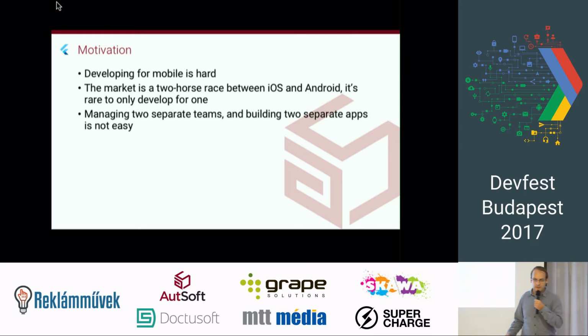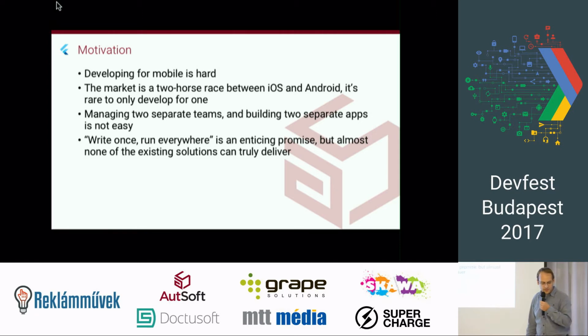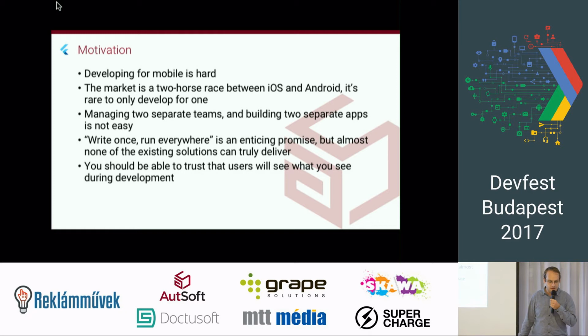But using and managing two separate teams is still not an easy job. At my job, as I said, I develop for both Android and iOS. I'm often a bridge between the two development teams, but it's not an easy task to manage them, especially when new features come in, the customer often wants them released at the same time for the two platforms. Well, you've heard it before, write once, run everywhere. That's a very enticing promise, but basically none of the existing solutions can truly deliver. And you should be able to trust that your users will see the same thing that you see on your development devices. And as Android and iOS developers, we know that that's not always the case.